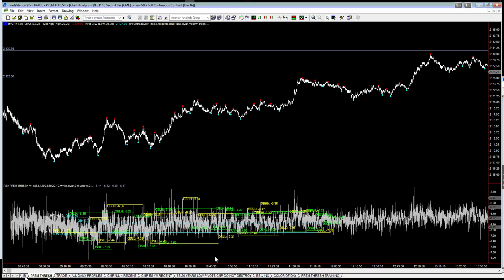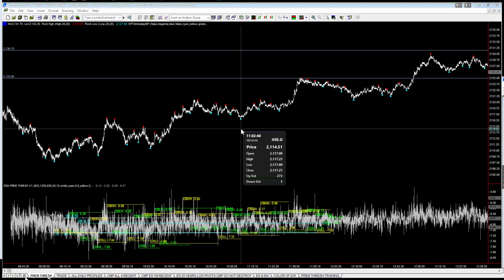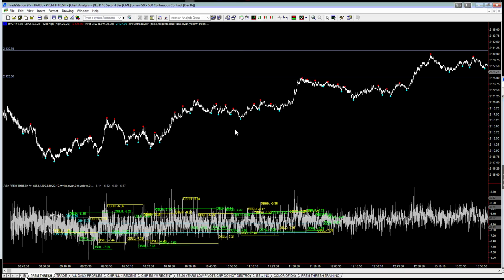Here, well, there, that's a drop. That's a drop, and you can expect that that's going to result in more of a drop. And there's your oversold condition right there. And up it continues to go.